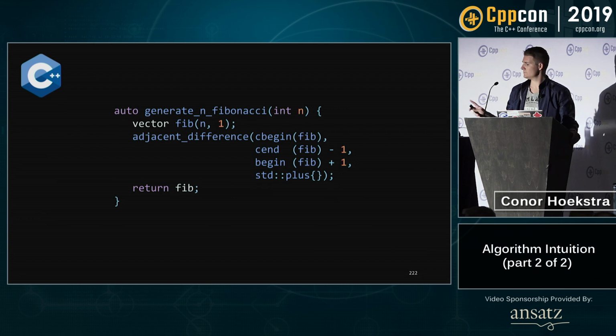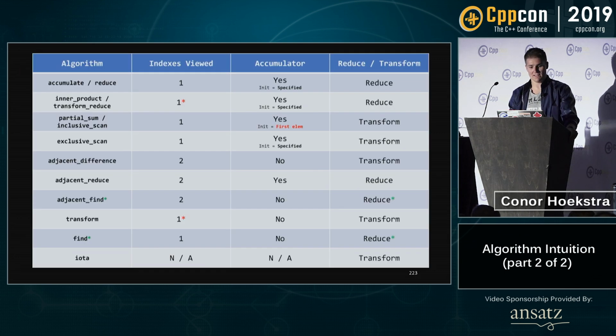Question? Okay. But when Ben told me this, I sort of freaked out a little bit, and I went back to my slides and I added this slide, and then I also added this slide where I basically point out that adjacent difference is entirely the wrong name for this algorithm. It should be adjacent transform.